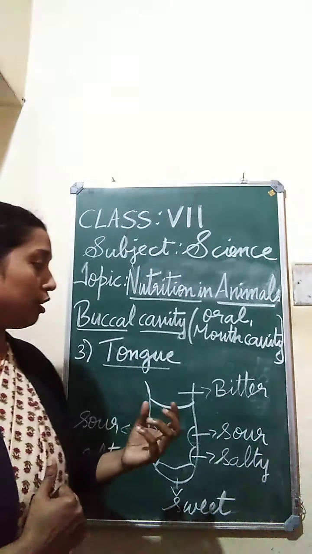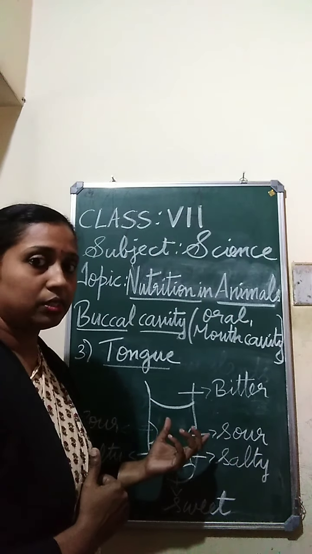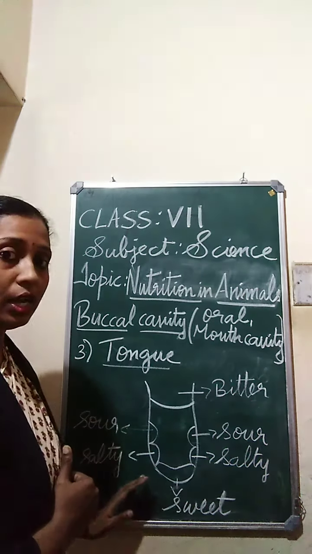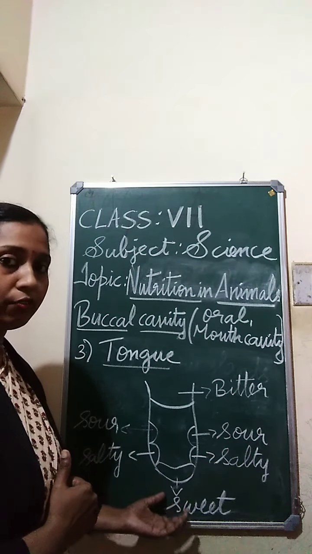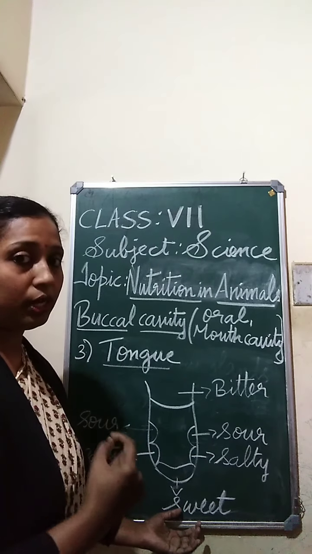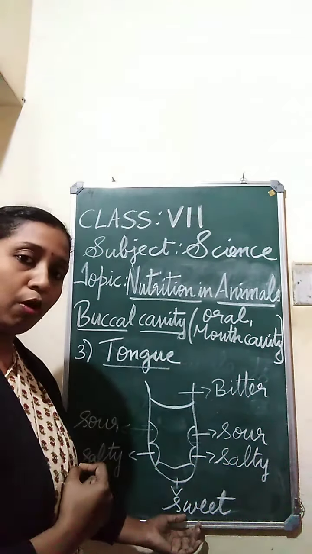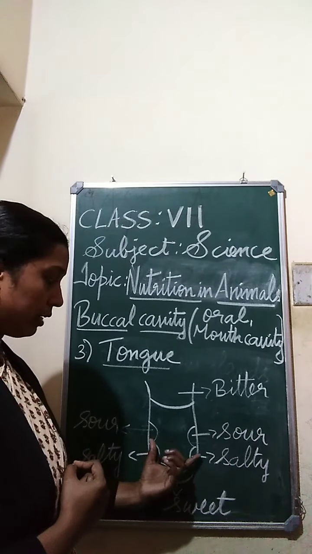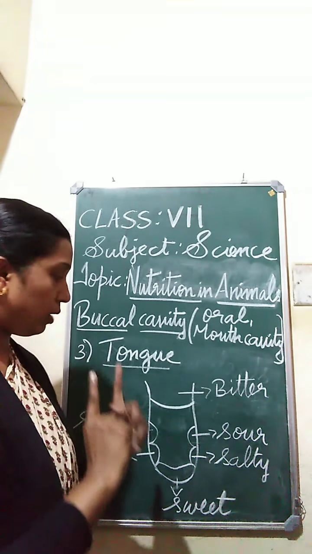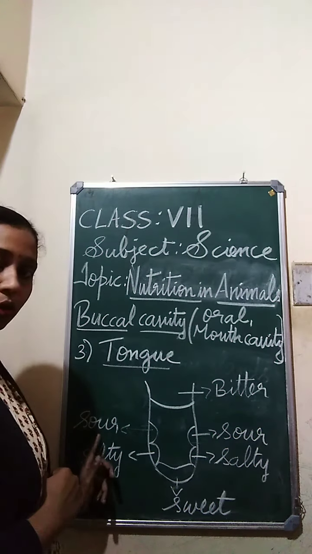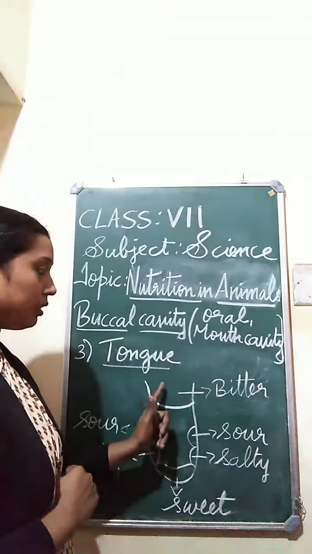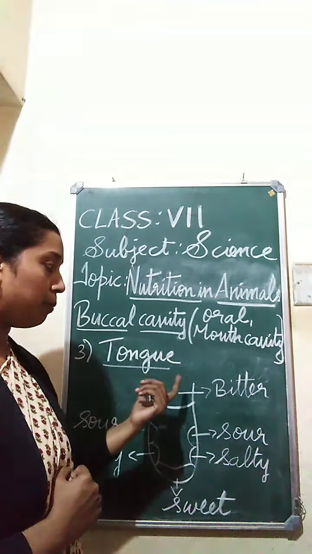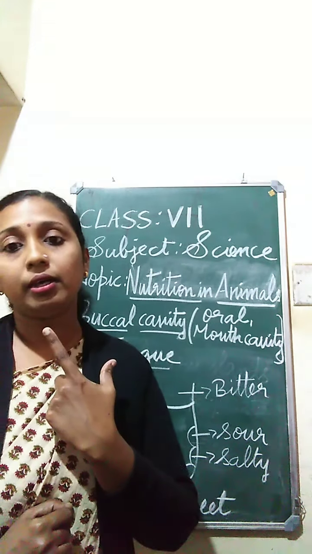So let's study about the different positions of the taste buds. You can see in this diagram the different positions of the taste buds. At the tip of the tongue, we can feel the sweet taste. Sour and salty tastes we feel at the sides of our tongue. And at the back of the tongue we feel the bitter taste.